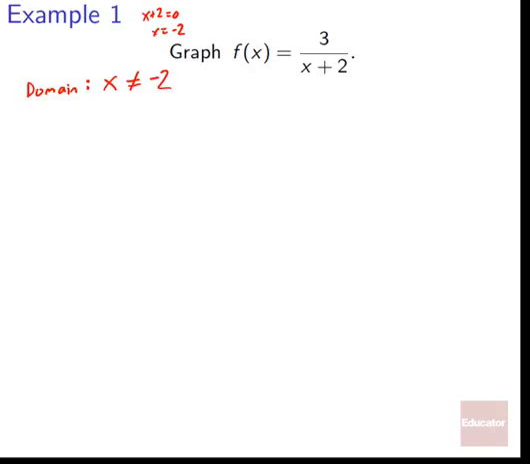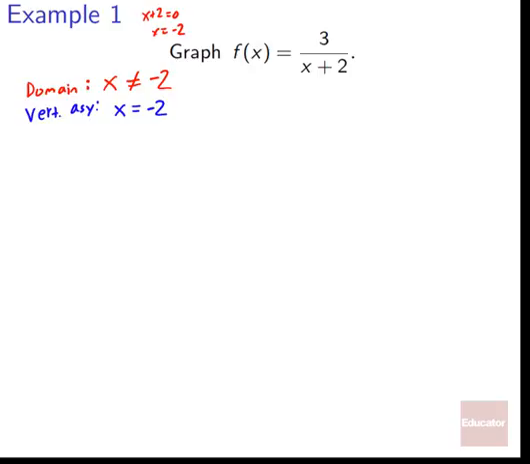Next, what are our vertical asymptotes? That's going to happen when... Are we simplified? Yeah, 3 divided by x plus 2 is already simplified, so that's going to be whenever the denominator is 0. So we've got a vertical asymptote at x equals, not 0, but x equals negative 2, where the denominator becomes 0. So our domain location that is not allowed is our vertical asymptote here.